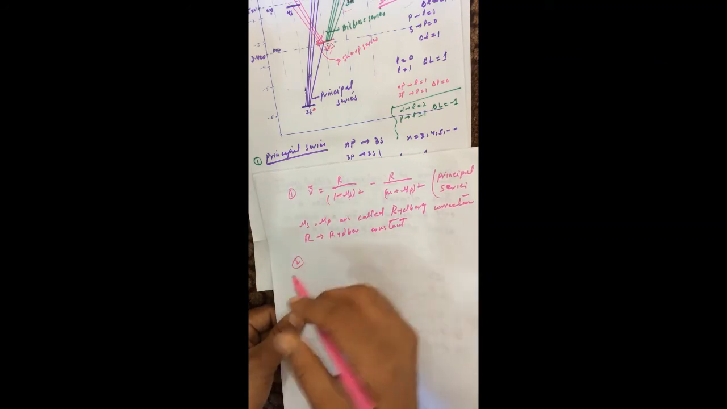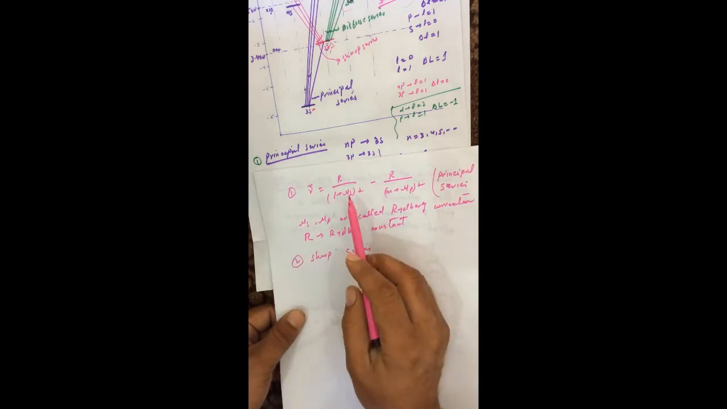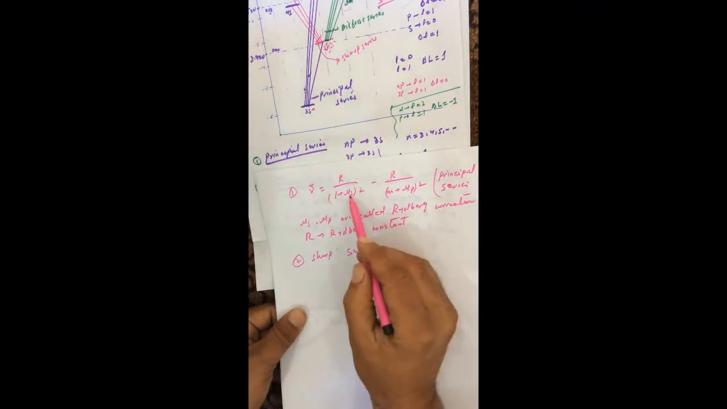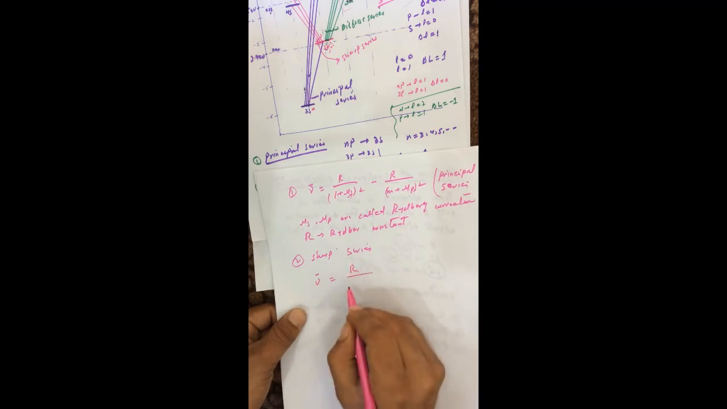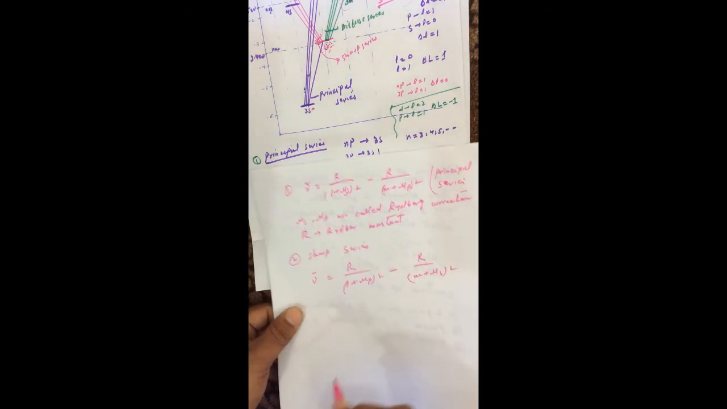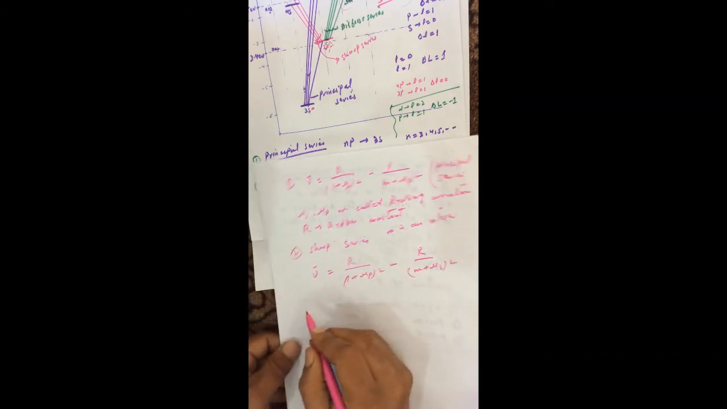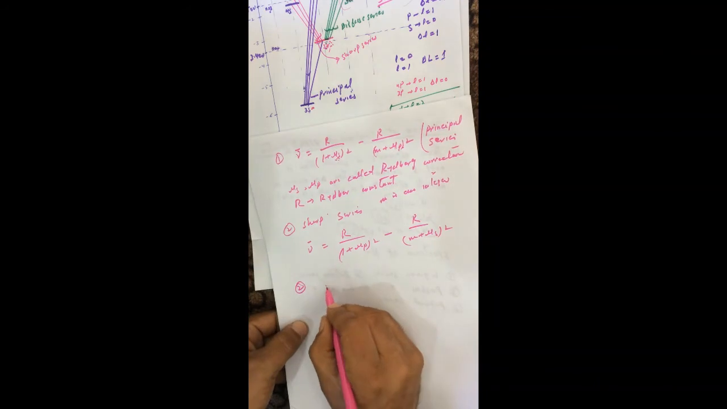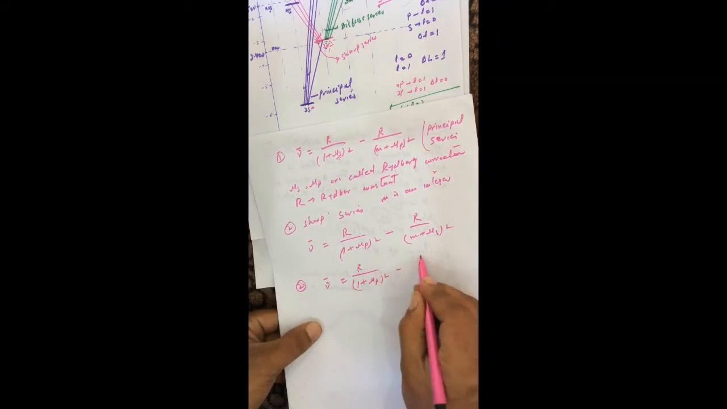For the sharp series I have the same formula, but the difference is that the transition is from S to P. So S goes here and P comes here. The wave number of the sharp series is R over (1 plus mu P) square minus R over (M plus mu S) square, where M is an integer. Similarly the diffuse series comes from the transition from D to P, so the frequency is R over (1 plus mu P) square minus R over (M plus mu D) square.